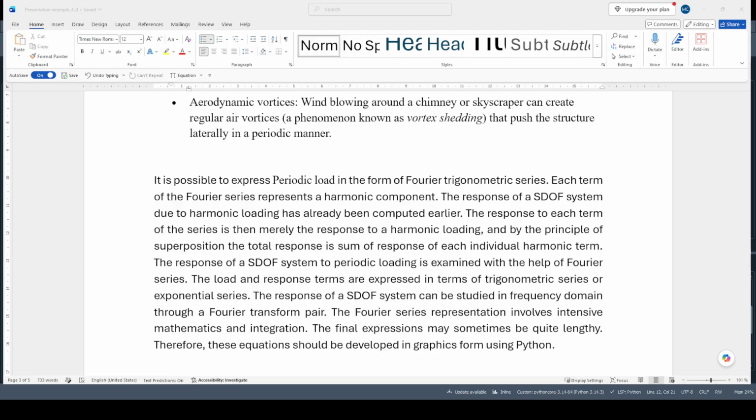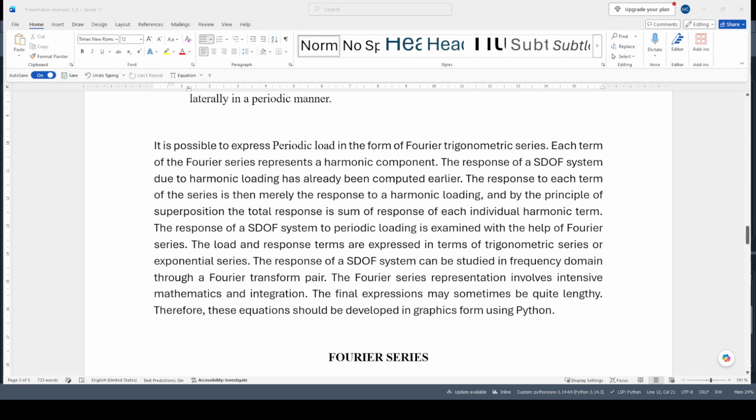Each term of the Fourier series represents a harmonic component. The response of a system due to harmonic loading has already been computed earlier. The response to each term of the series is then merely the response to a harmonic load, and by the principle of superposition, the total response is the sum of the responses of each individual harmonic term. The response of the system to a periodic load is examined with the help of Fourier series, and the load and response are expressed in terms of a trigonometric series or exponential series.